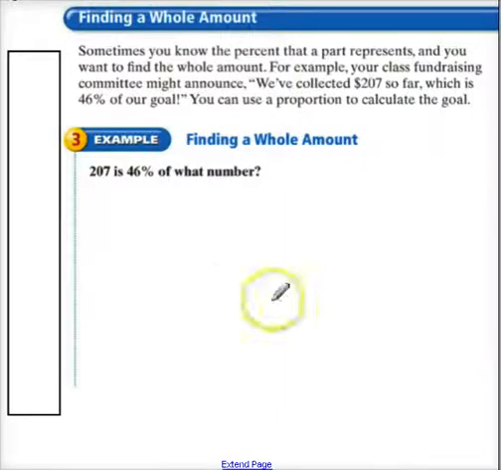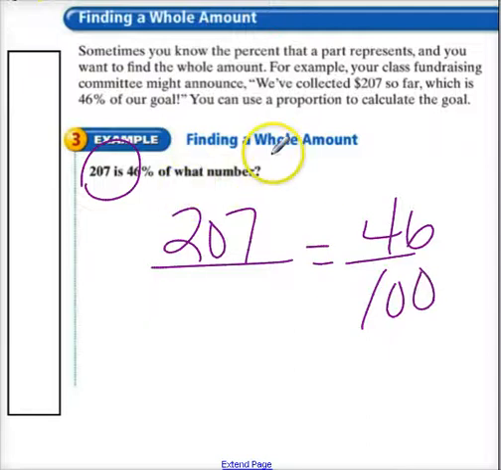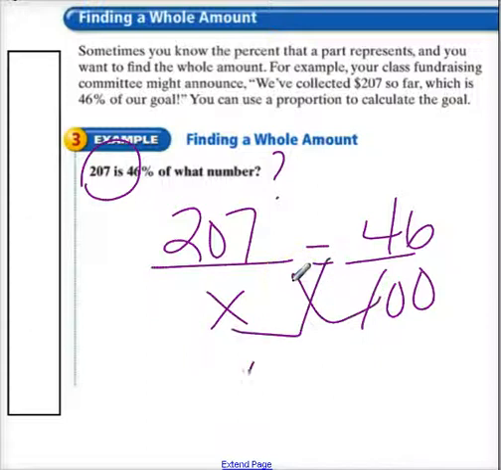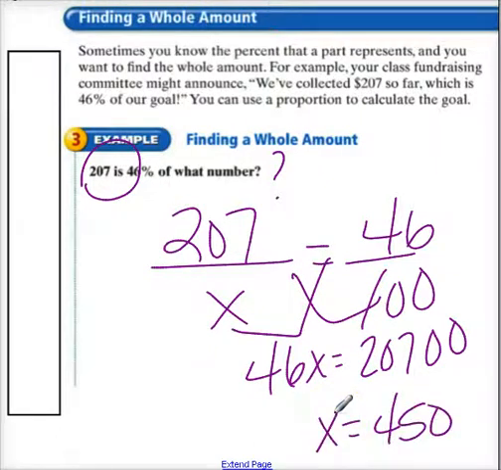And a third example. 207 is, stop right there, that's our part, so that goes on top. 46%, that goes over 100, of what number? We don't know the of, we don't know the whole amount. Okay, multiply across, 46x equals 20700, divided by 46, x equals 450.